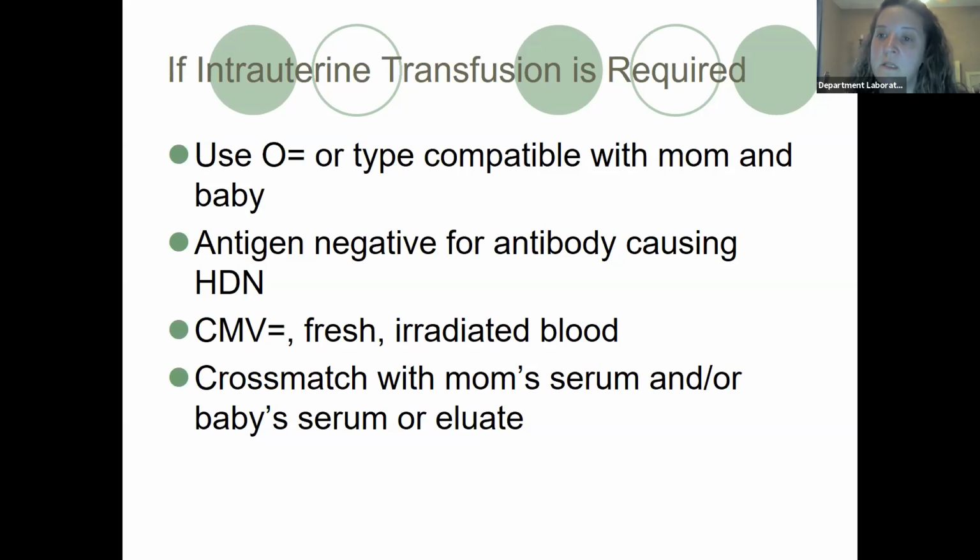All right, so it depends on how your institution is set up. If you have mom, we can use mom's sample. If you only have the baby where the mom did not birth at your institution, you will not have a sample on mom. So then we can use the Eluate for our cross-matching or baby's serum or plasma, okay?